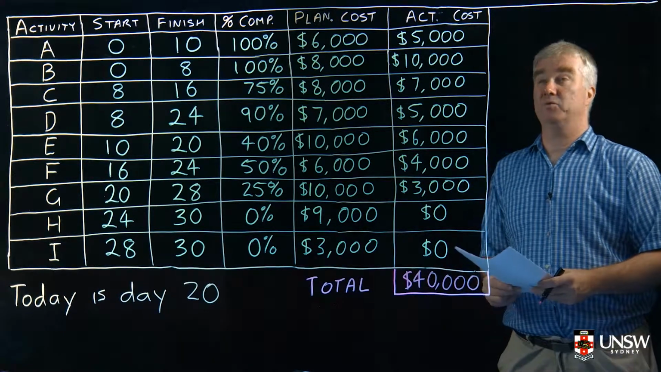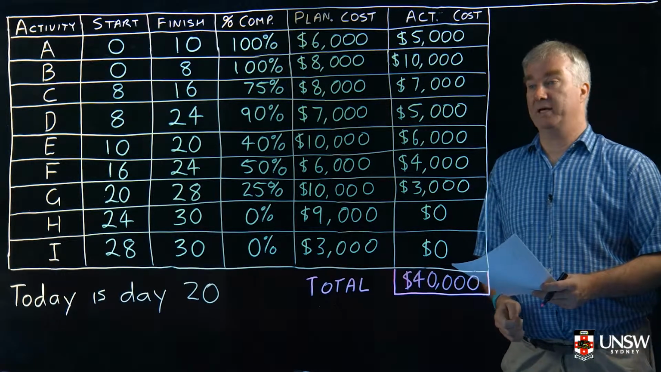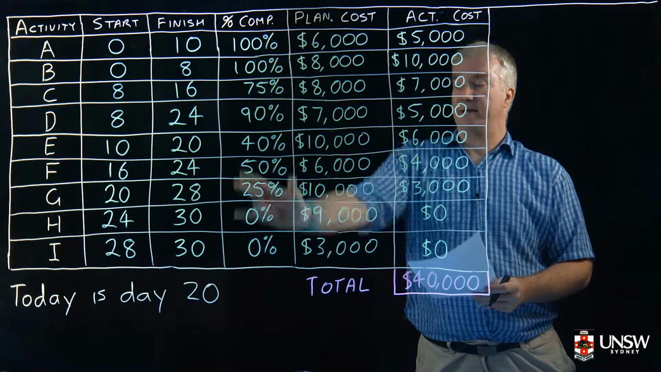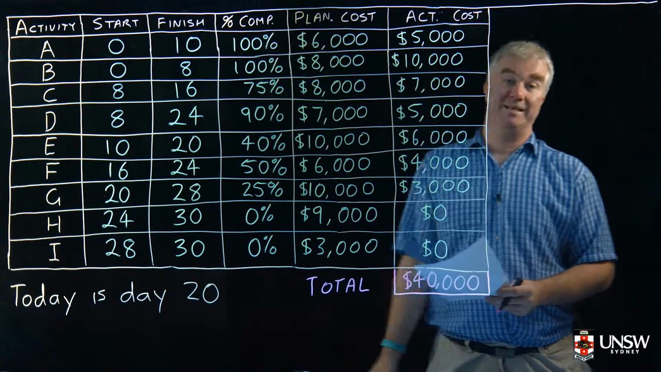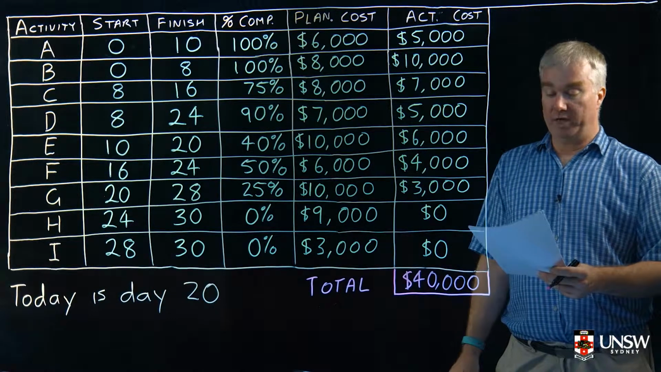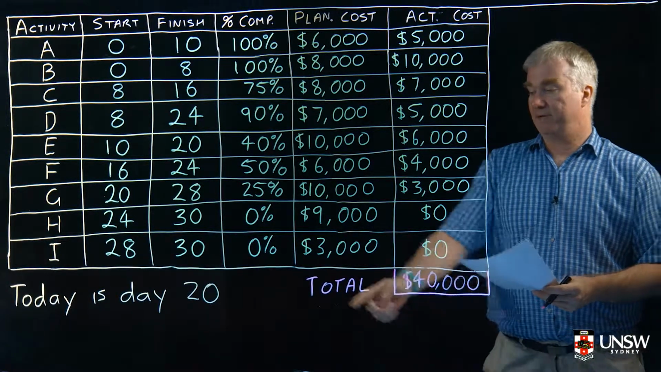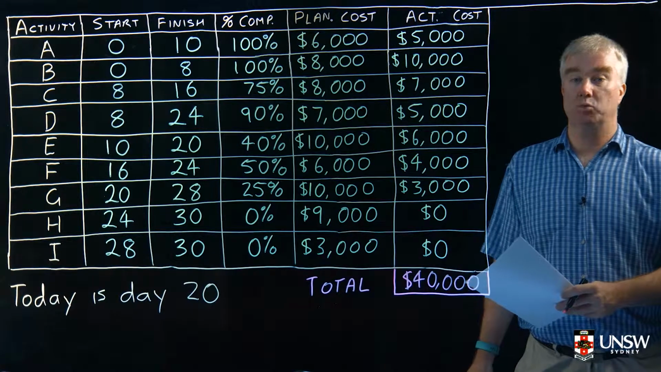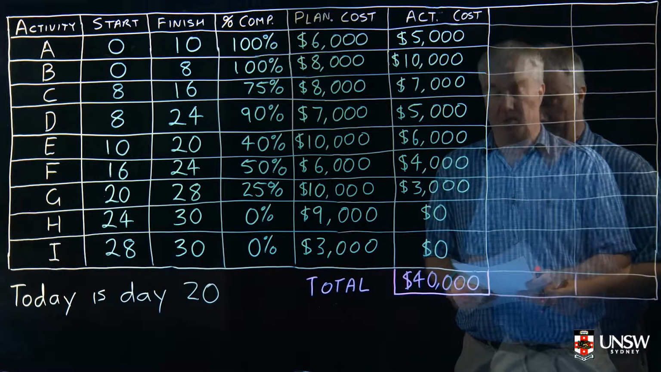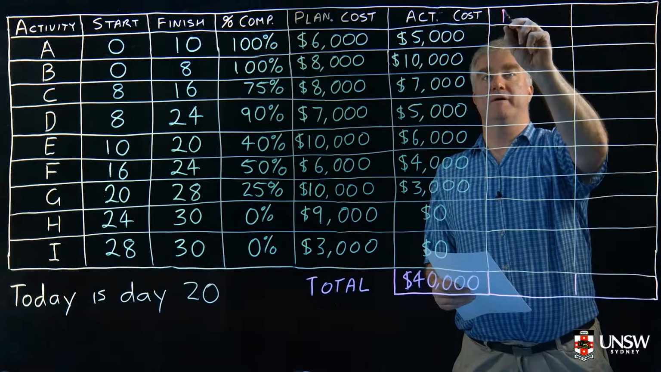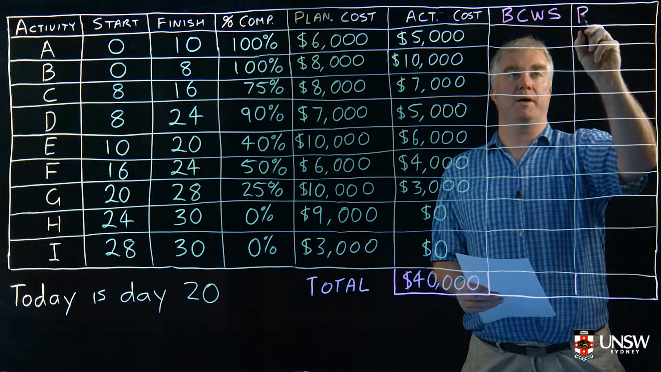Now, we next have to work out our basic cost of work performed. So how much should we have spent to get this much work done? This is how much we've actually done. So based on the plan, how much should we have spent to get that much work done? And we need to work out our basic cost of work scheduled. So if today is day 20, how much money should we have spent if we had stuck to the plan?